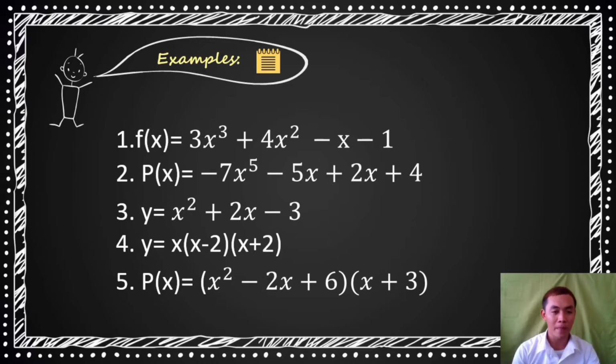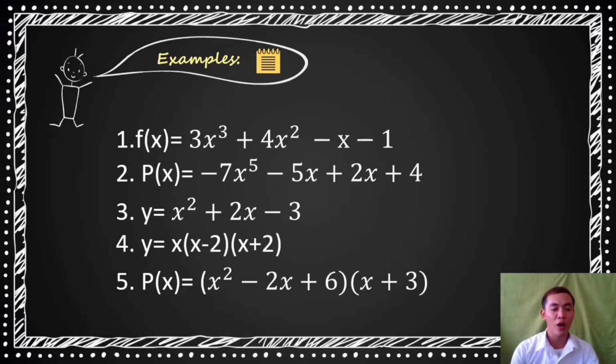Number 2, p of x is negative 7x raised to the 5th power minus 5x plus 2x plus 4. The degree of power is decreasing. Number 3, y is x squared plus 2x minus 3. The degree of power is also decreasing.